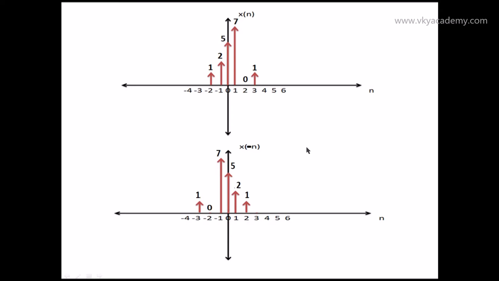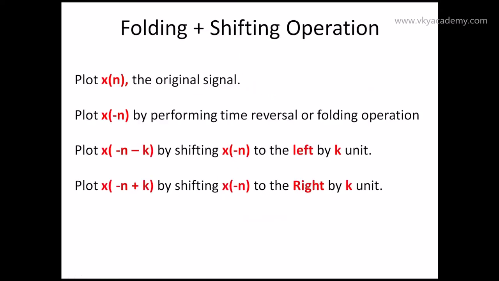Now let us move to the next topic, that is folding plus shifting operation. How to perform a folding plus shifting operation? For that we need to follow some procedure. In step 1, we plot the original signal x of n. Step 2, plot x of -n by performing the time reversal or folding operation.